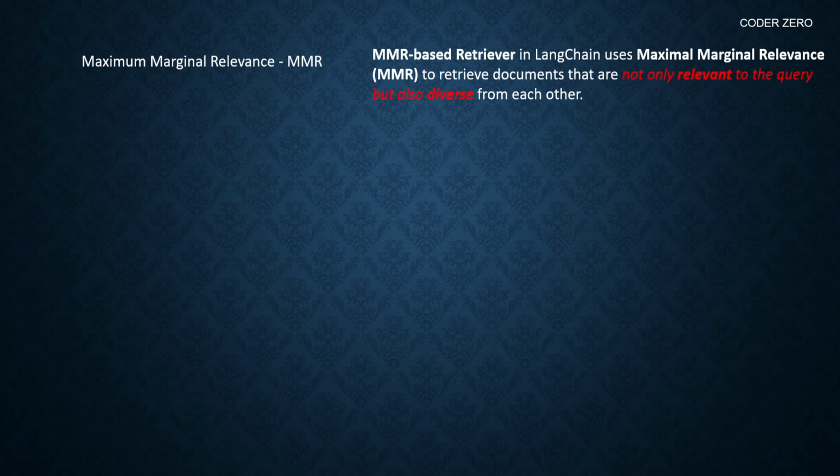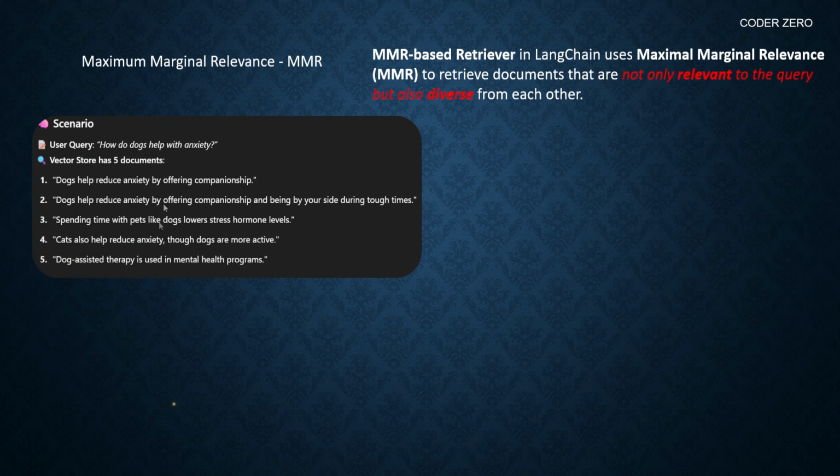Now next we have MMR. MMR stands for maximum marginal relevance retriever. When you use this technique to retrieve documents, the documents will be relevant and diverse. Let's understand by taking an example. Let's say we have these documents in a vector store. Now we have this query: how do dogs help with anxiety?